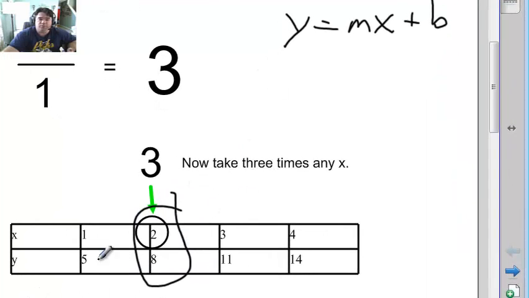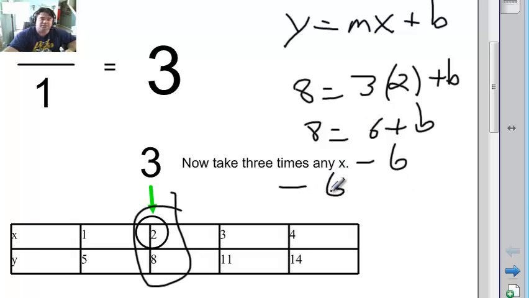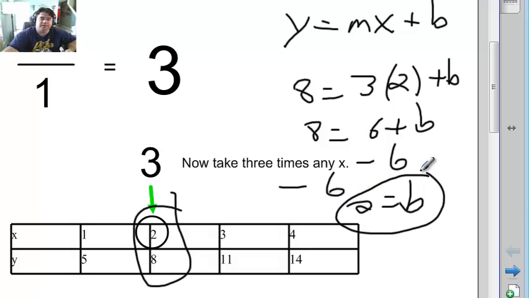And so the y, which is 8 in this case, so we're saying 8 equals a slope of 3 times the x, which was 2, plus something to get me to that 8. Let's see what we have. So 8 equals 2 times 3 is 6 plus b. Now to get b by itself, instead of plus 6, minus 6. Minus 6 to one side, minus 6 to the other, and you get 2 equals b. And there you have it.